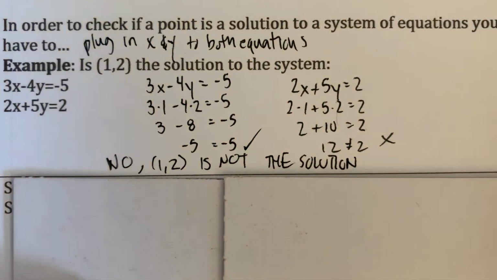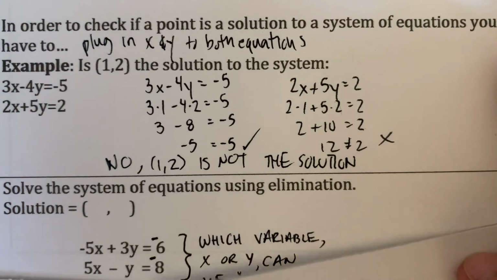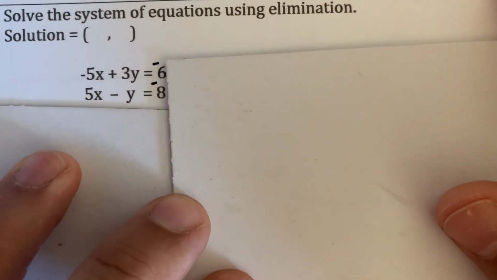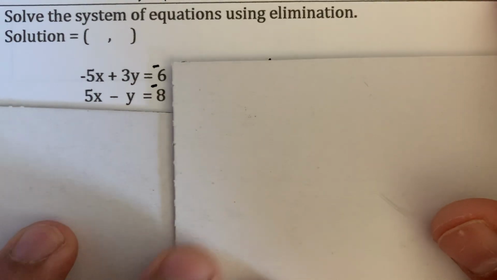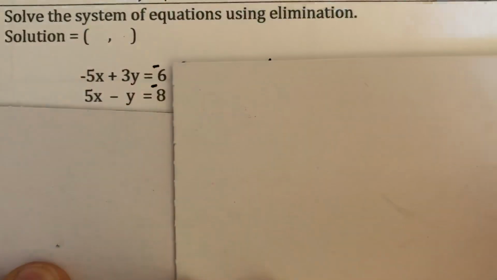Okay, and that should hopefully be all review. So now we're going to go over the process of elimination, our final method. And so we want to solve this system of equations using elimination. And up here, we have to remember that the solution to a system of equations is always an x and y. So this is where we're going to put our answer.